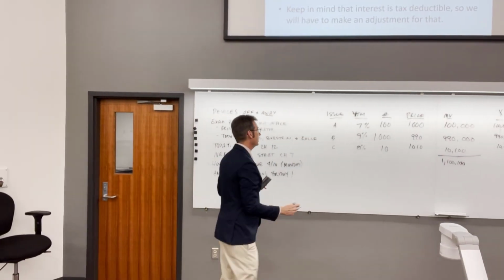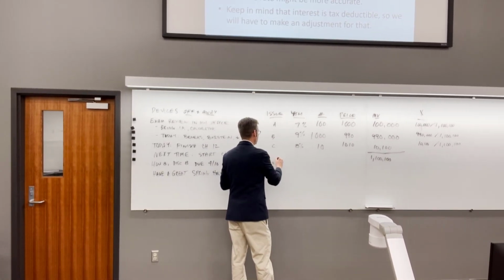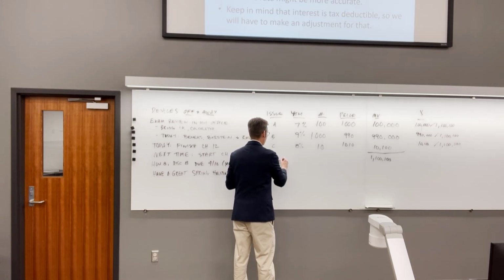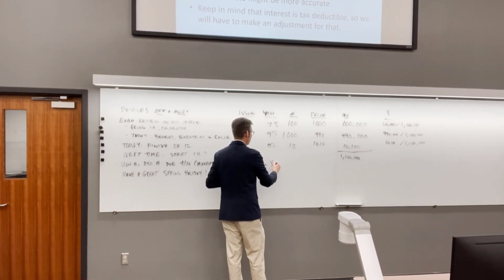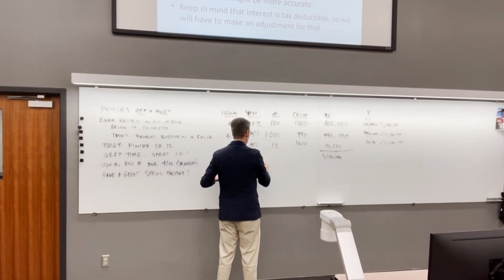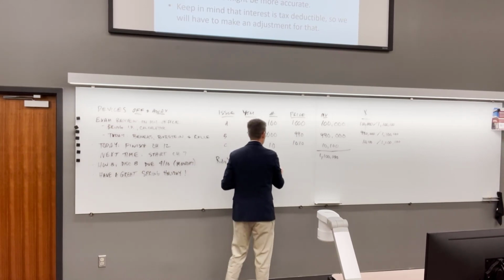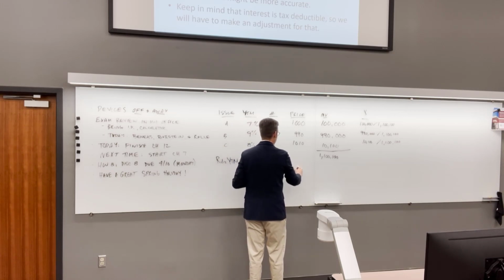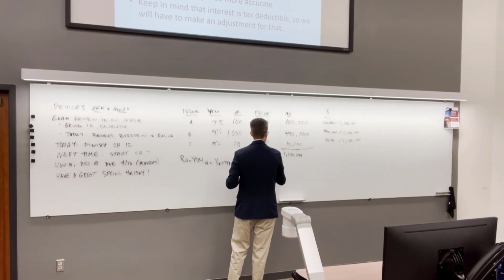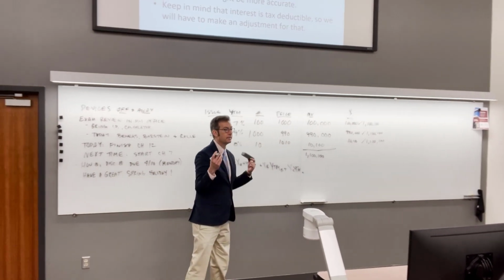And then to figure out the overall cost of debt at the company, it's going to be my weighted yield to maturity. I'm going to take the weight of A and multiply times the yield to maturity of A, plus the weight of B times the yield to maturity of B, plus the weight on C times the yield to maturity on C. It's that easy.